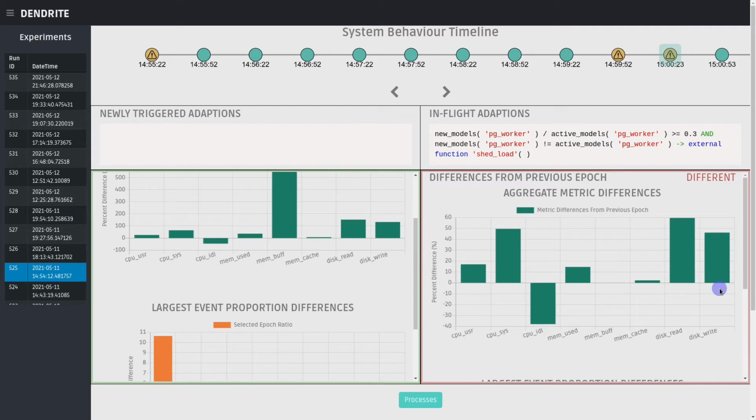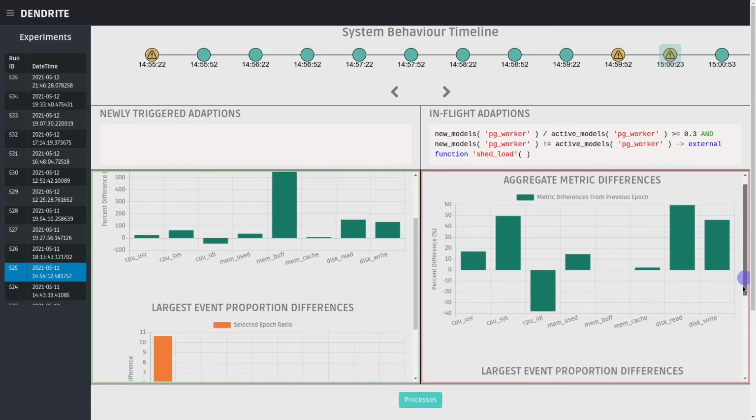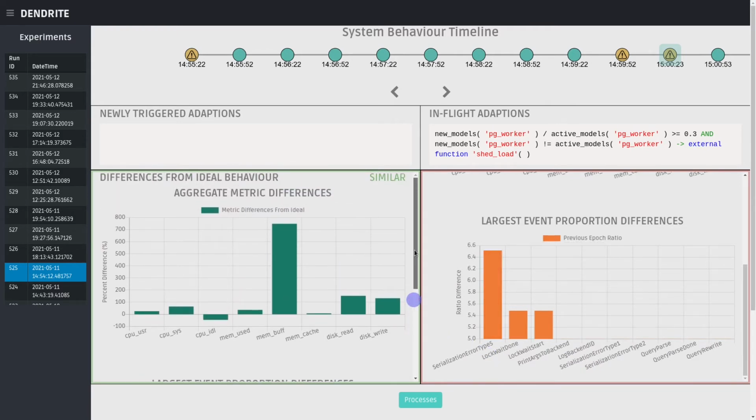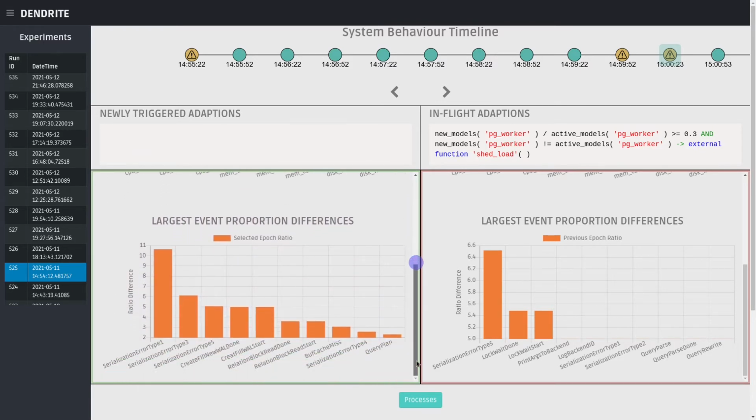We can observe this effect in the below right panel, where we again see a large increase in disk activity. We also observe increases in proportions of serialization failures and lock contention. Similarly, we observe more disk activity compared to the expected behavior. We also see increases in proportion of serialization failures and page read events.